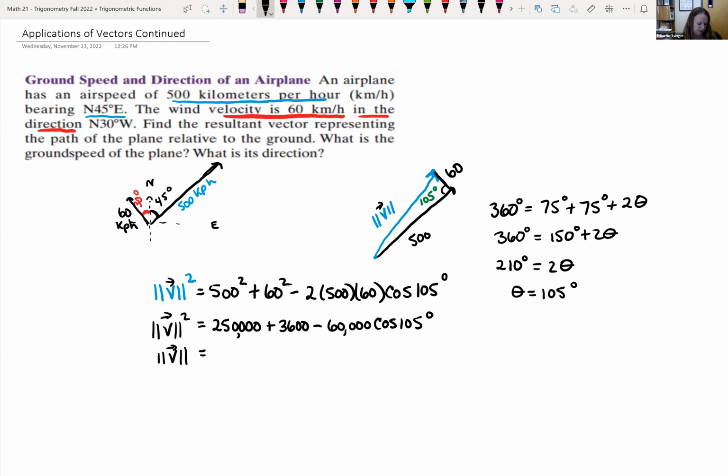And so the square root of my result is approximately 519. So my sides are in terms of kilometers per hour. And so my resultant vector's magnitude is 519 kilometers per hour. So this is actually the ground speed.